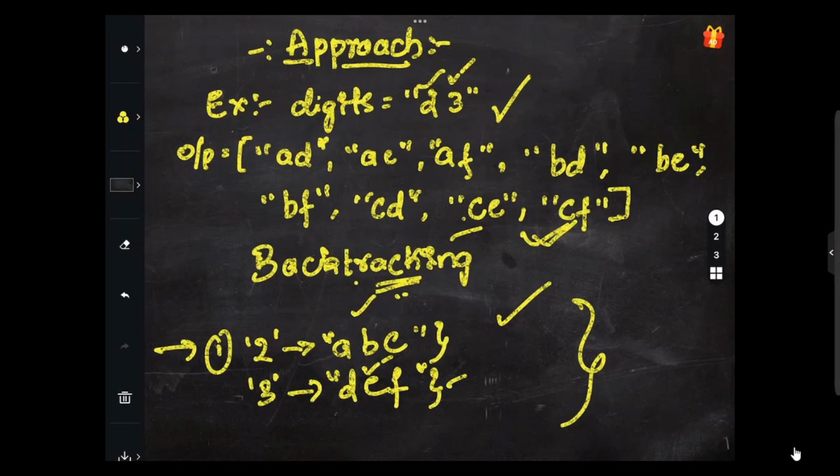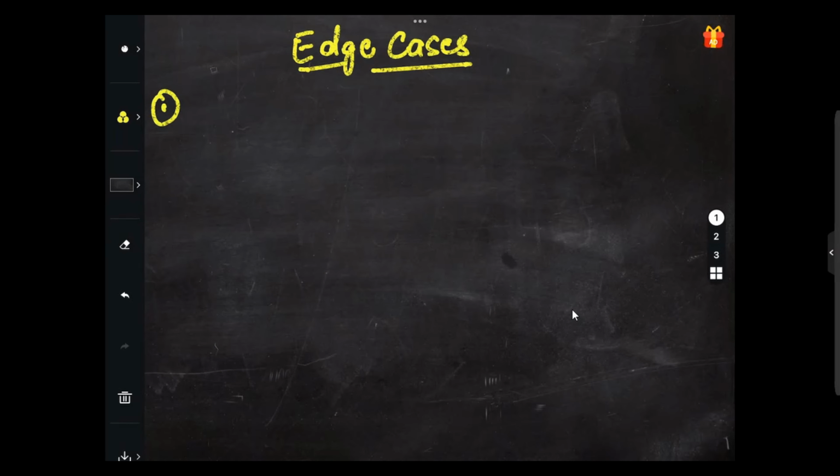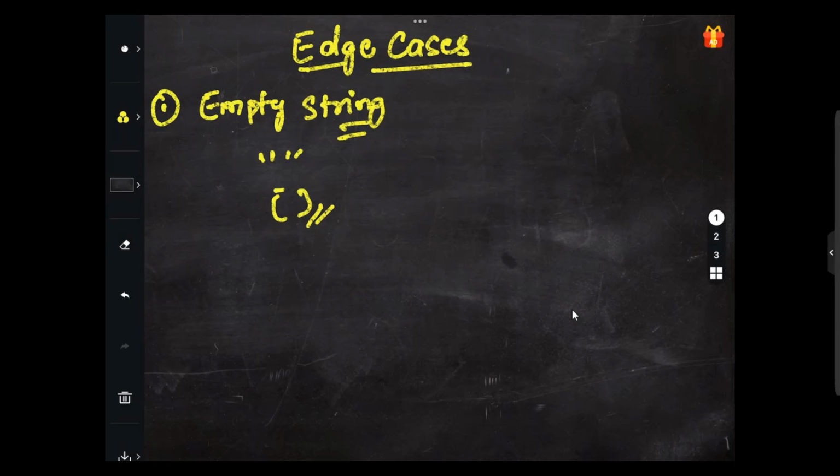Let's discuss all the edge cases one by one. The first edge case is for the condition empty string. When I say empty string, let me consider the input to be an empty string. The output will be an empty array, because we have no digits at all, right? When we have no digits, no possible combinations are possible. So this is for the condition empty string.